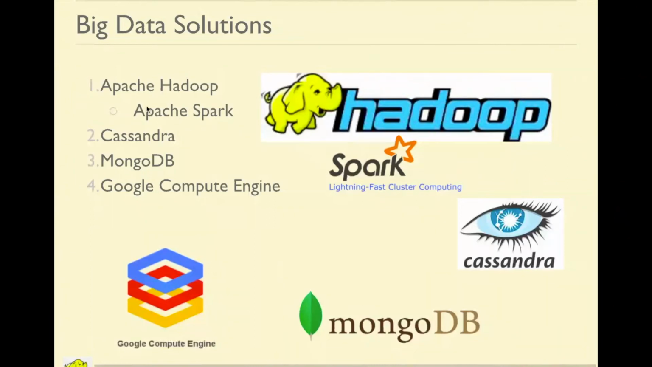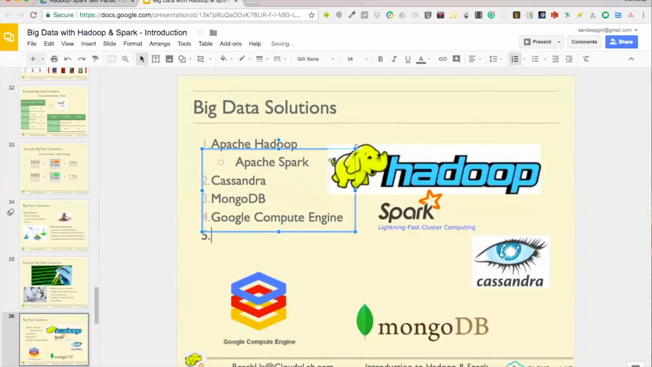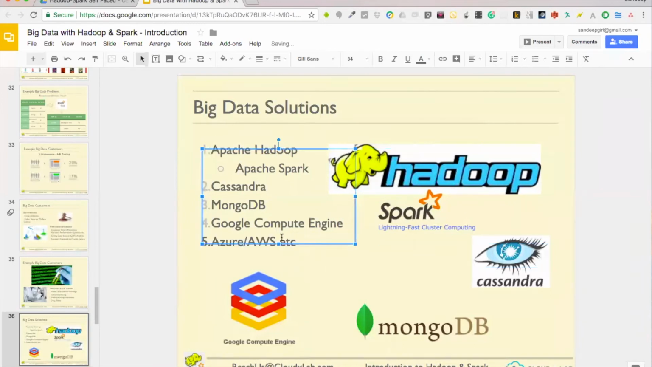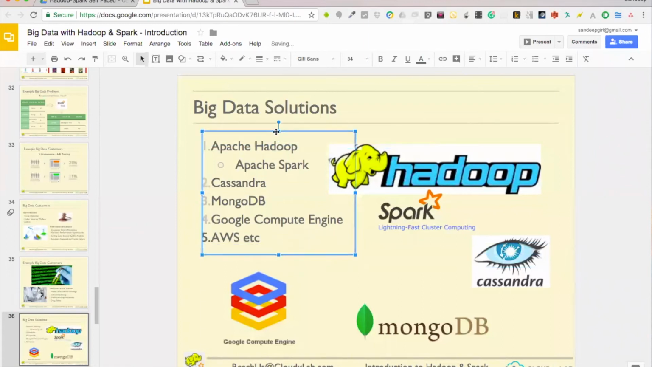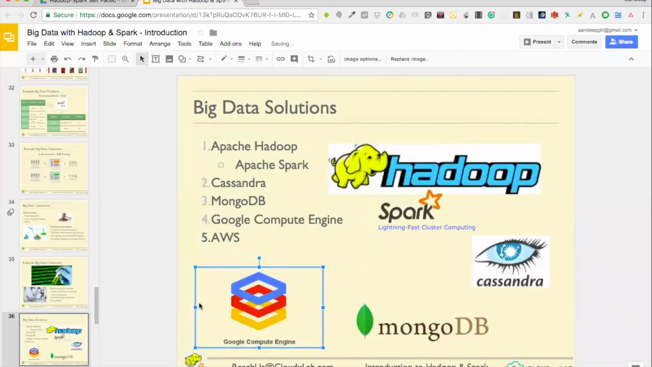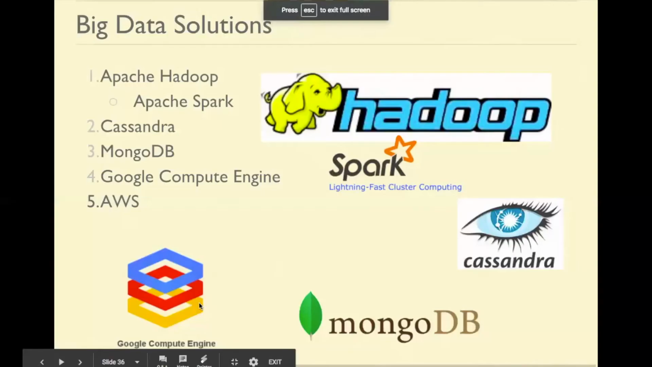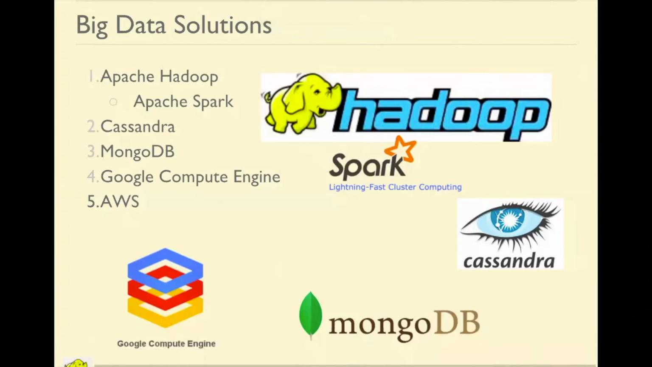Now, out of these, there is Azure. Let me just put the name here. There's Azure, AWS, etc. These are other ways of dealing with it. I'll just put this here, because if I say Azure, Azure's HDInsights is essentially Hadoop with Spark. So these are a few examples of the frameworks to handle big data.